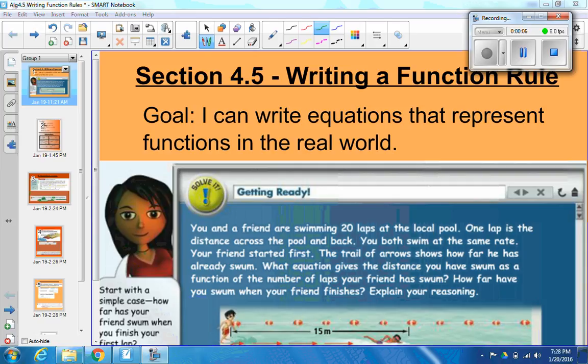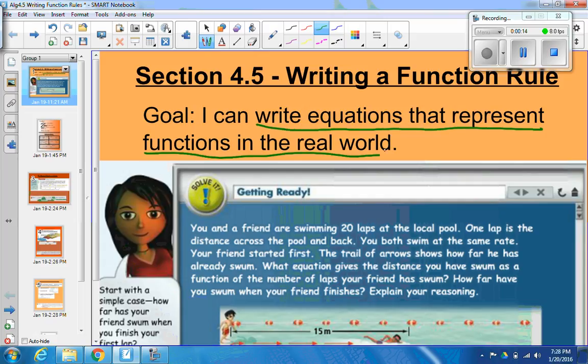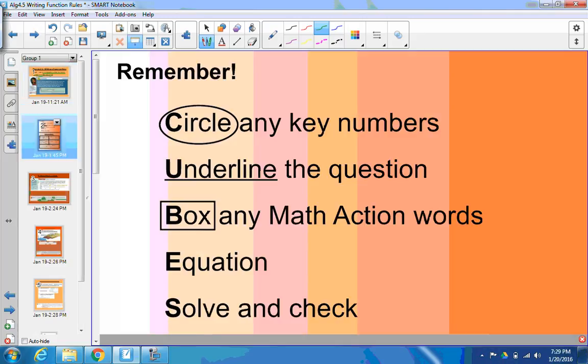I'm going to try to keep it brief, but our goal here is to be able to write equations that represent functions in the real world. So we're going to come up with the equations. You're going to create the equation to represent a function in the real world. And sometimes we think this is a tough thing, but we're going to review something that we talked about earlier in the year, this CUBES acronym.